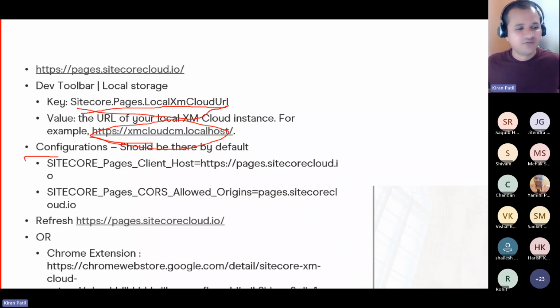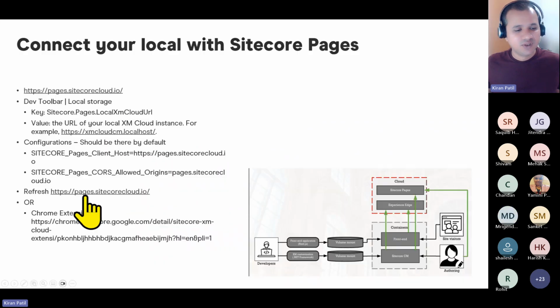And then there are some configurations that need to be there in the env file, which are there, but still verify those. If you don't want to do all these steps, there is a Chrome extension available. You can use that, and I'll show the live demo as well. So don't worry if you don't understand this. But basically, if you want to verify your component on Sitecore Pages before you commit, or let's say if you're facing some issue on Sitecore Pages after deployment and you want to verify that in local, you can use this mechanism to verify that.